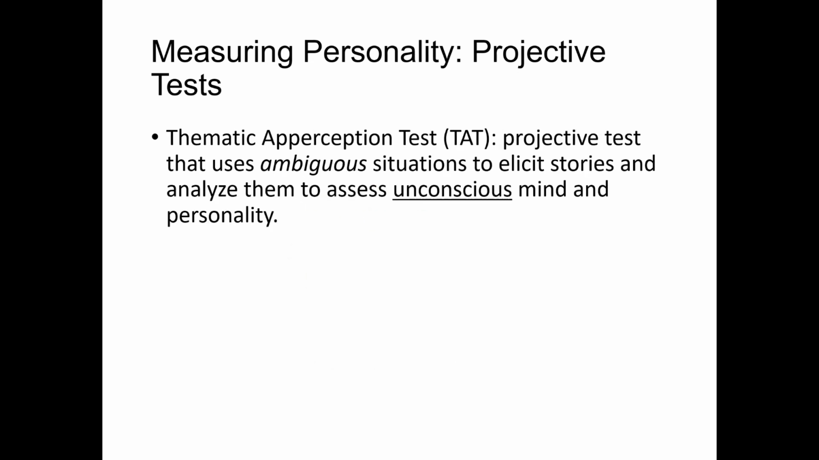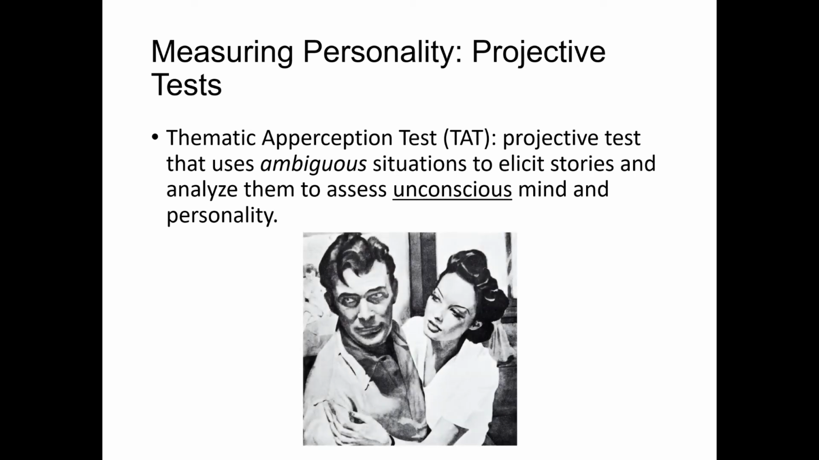Another example of a projective test is the Thematic Apperception Test, or TAT, which uses ambiguous situations to elicit stories, as opposed to ink blots, and analyzes them to assess the unconscious mind and personality. An example of an ambiguous situation is this picture as shown here. The individuals will be asked to create stories looking at these pictures.